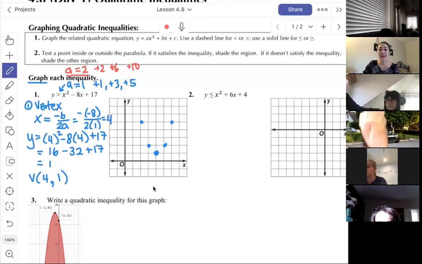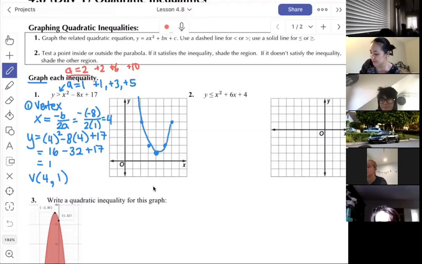Okay, so now this is where most people will just start graphing their parabola and be like, yay, got my parabola. That is wrong. Can somebody tell me why? It has to be dashed. Thank you, Mateo. Yes, it needs to be dashed. Okay, so this inequality, there's no equal sign, so it needs to be dashed.